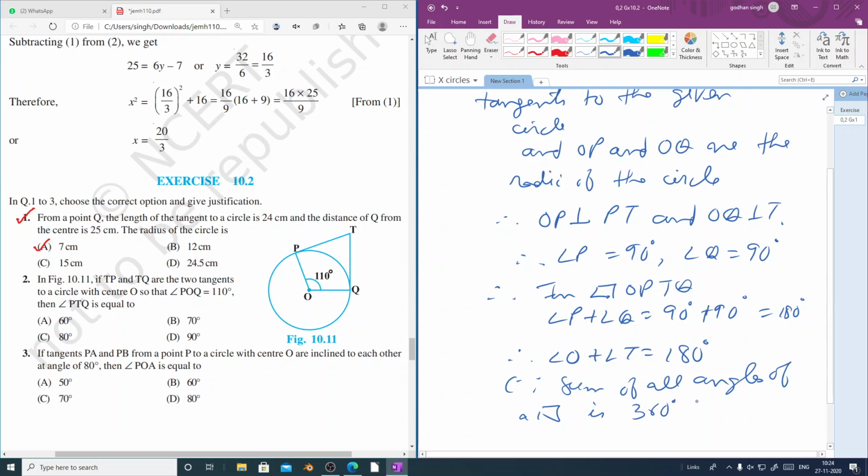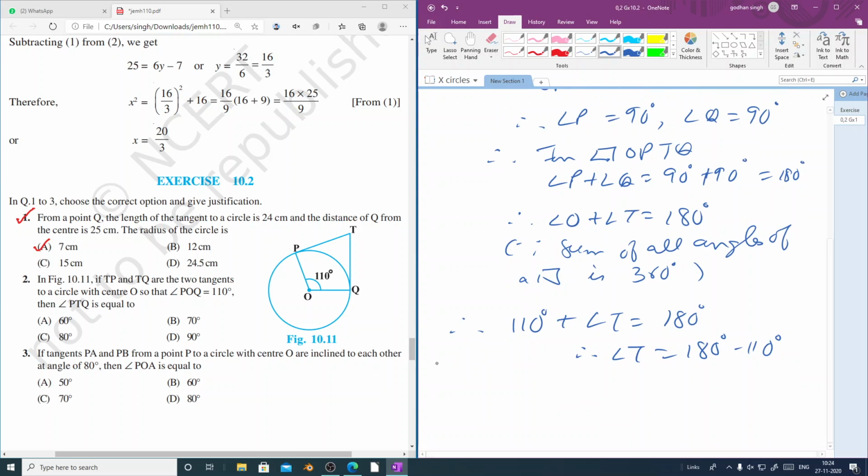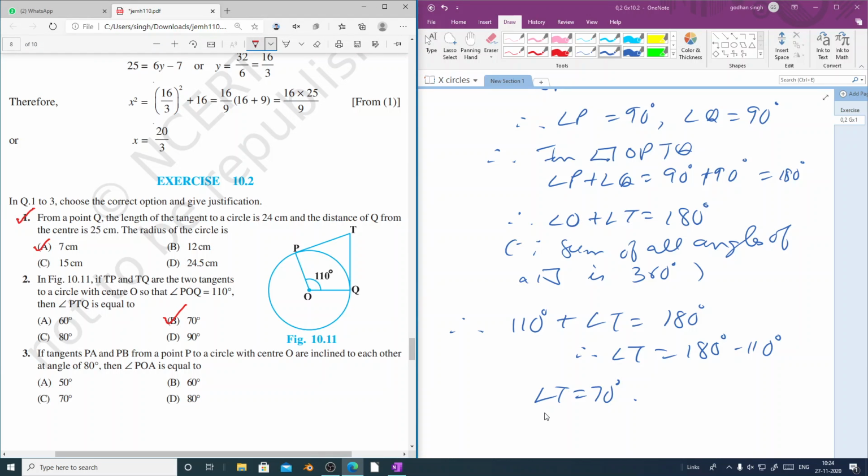Now what is given to us? Angle O is given to us. So therefore we put the value of angle O, that is 110 degrees, plus angle T, which is not known to us, equal to 180 degrees. Therefore we can say that angle T equal to 180 degrees minus 110 degrees, and this will give us angle T equal to 70 degrees. So our correct answer in this case is option B.